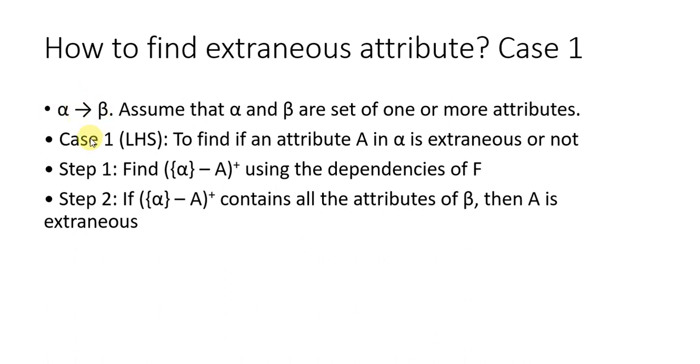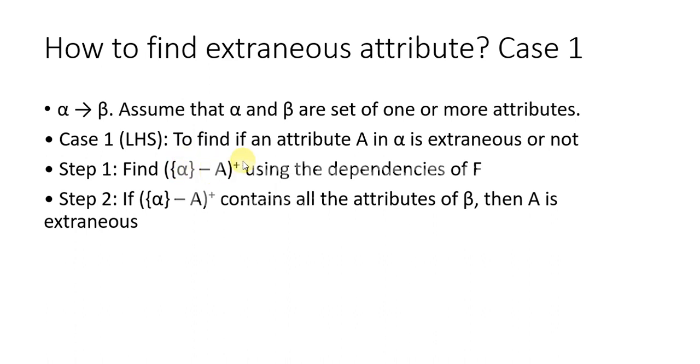And case 1, that is with LHS. So to find if an attribute A in alpha is extraneous or not. Our aim is to find if an attribute A in alpha, that is in LHS, is extraneous or not. So what we can do is find the set alpha minus A closure, using the dependencies of F. So we remove this A from this alpha and we try to find out this closure.